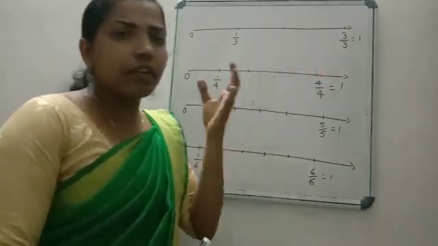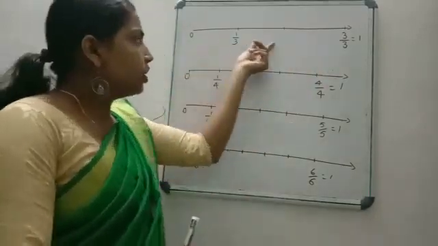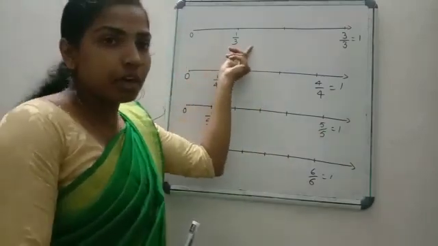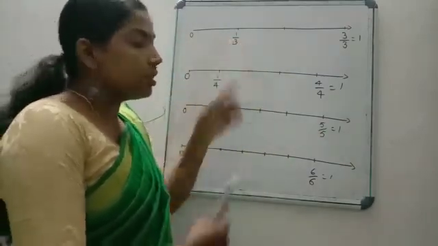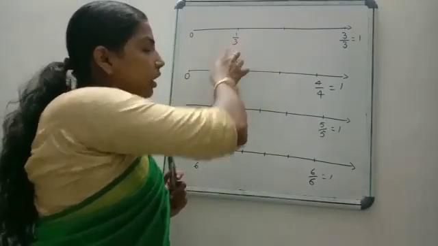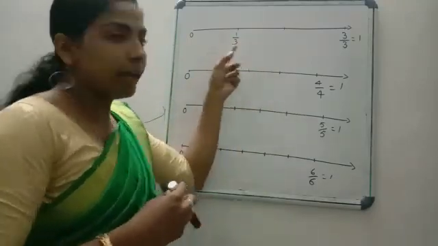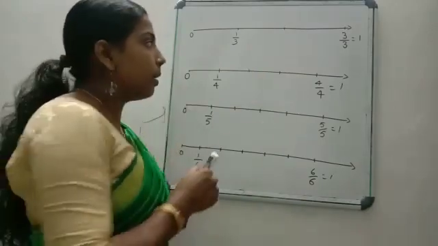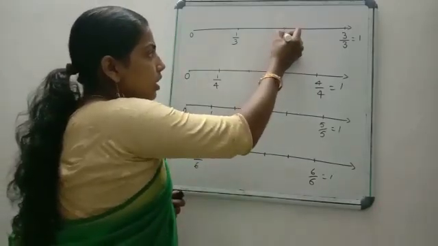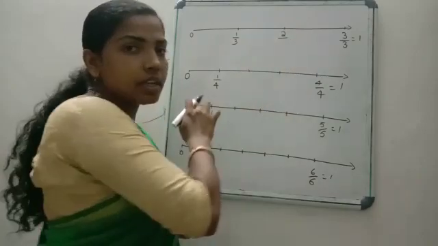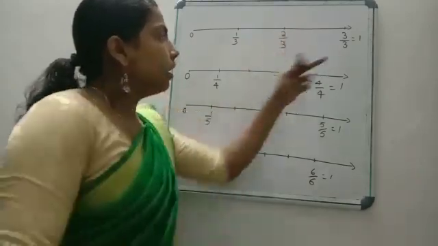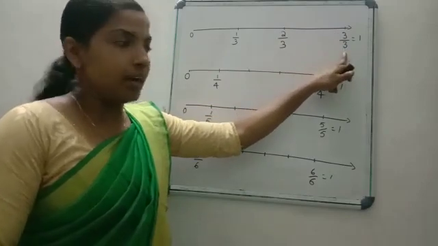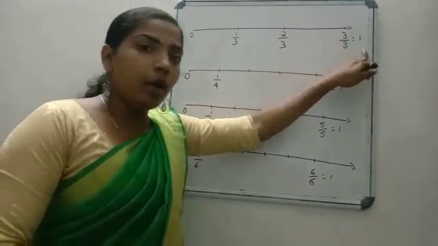First, see the first question. This line is divided into how many parts? 1, 2, 3. Total 3 parts are there. So the first part is 1 among that. So this can be written in fraction form as 1 by 3. See the second point. How can we write that fractional part? It is second, so 2 by total how many parts? 3. And the third point is this third point. So 3 by total 3 parts, 3 by 3, which is equal to 1.